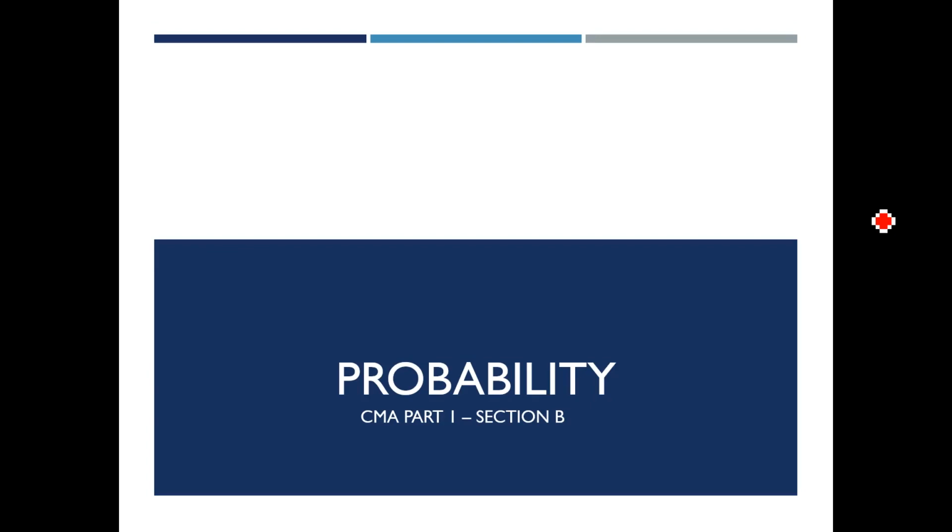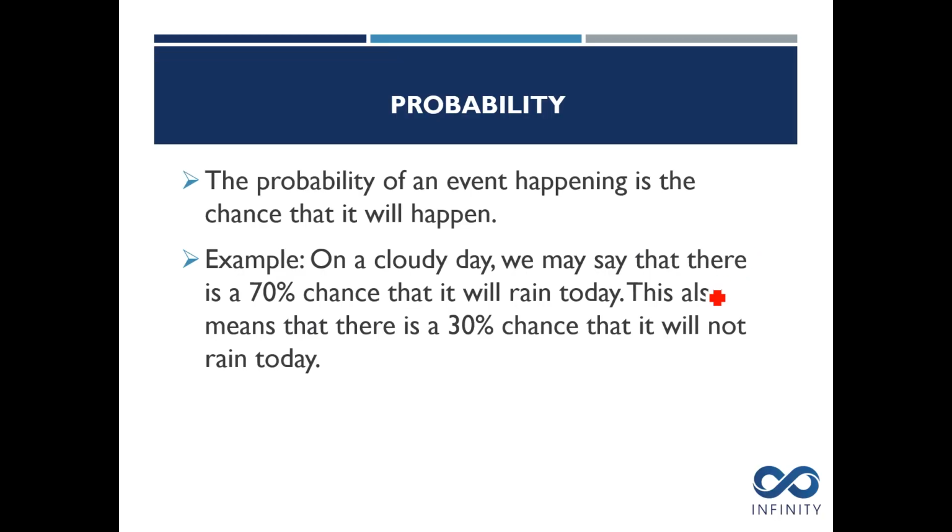This is one of the topics in the forecasting section of Section B in CMA Part 1. Okay, so what is probability? The probability of an event happening is the chance that it will happen. For example, on a cloudy day, we may say that there is a 70% chance that it will rain.